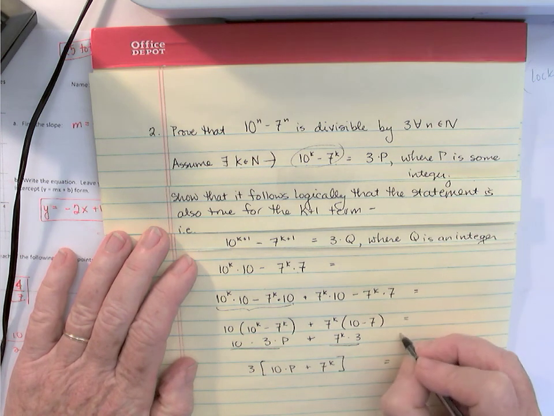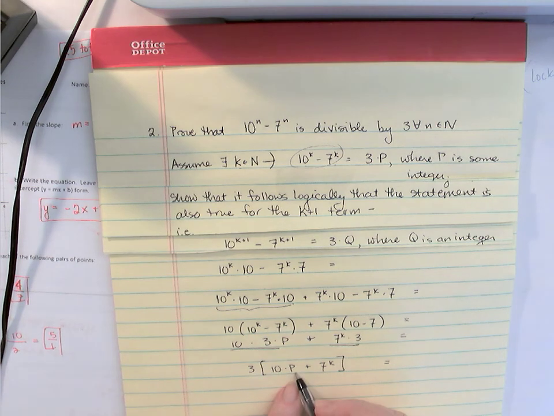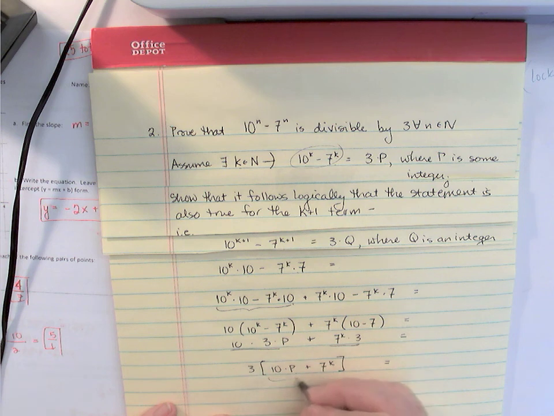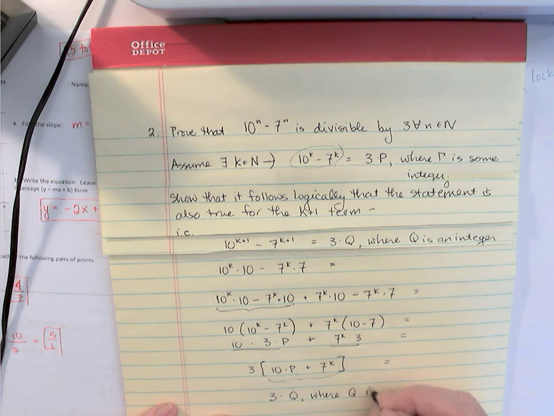Okay, again, p always was an integer. K is a natural number, so 7 to the k is an integer. So I know that this is just some q. So I'm going to call that 3 times q, where q is an integer. And that's always what we were looking for.